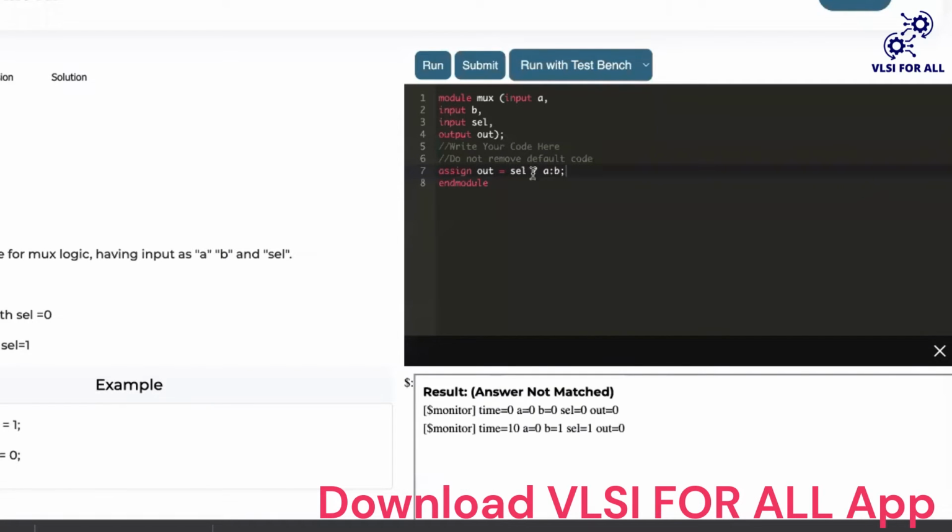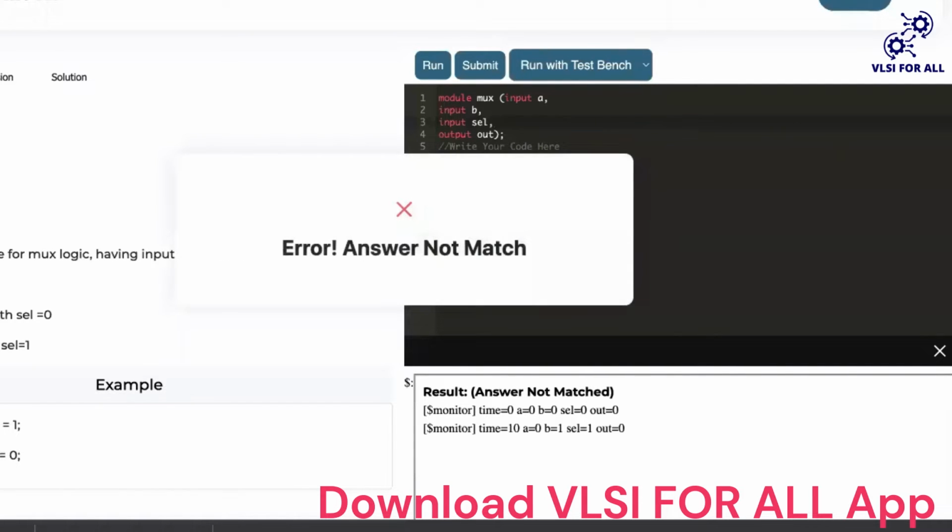I can run over here. It says answer matched or not matched. If I give a wrong answer, it will say answer not matched, and if it is correct, it will say answer matched. And you can submit it from here. Basically, that's what this is doing.